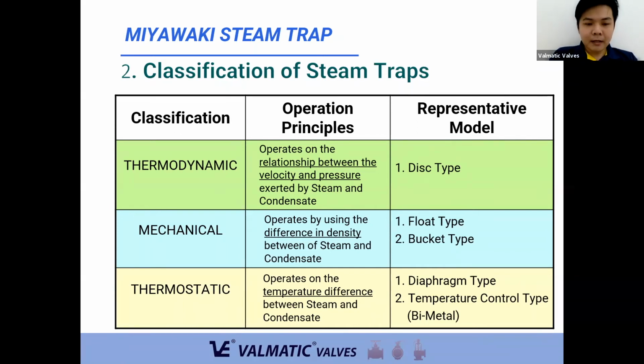Yeah. And of course, the last type would be thermostatic. Thermostatic is just like the name implies as well. Thermo for temperature. Static, it doesn't move. This thermostatic type actually operates on the temperature difference between steam and condensate. From these three types, you can see a difference in operation principle. These three types of different operation give a different result on how the process goes for the discharging of condensate.